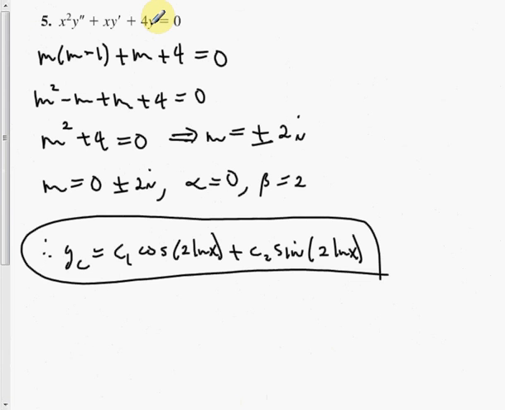Yes, sir. Daniel? Yes. X to the third, y triple prime, it still works. The shortcut still works. Yes, sir. It's m times m minus 1 times m minus 2. Right? Okay.